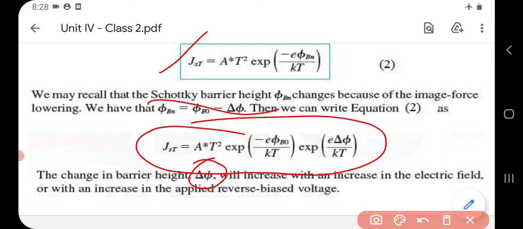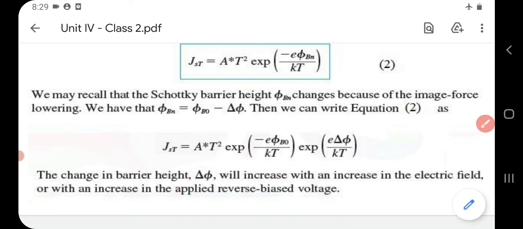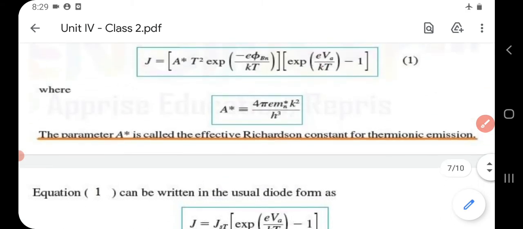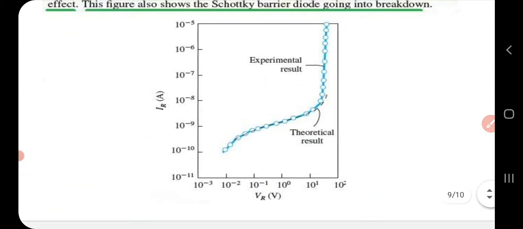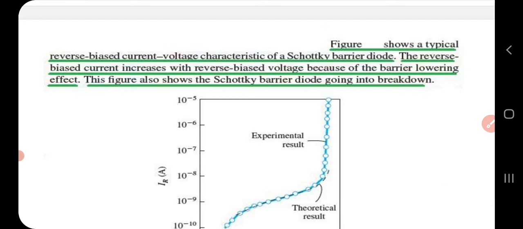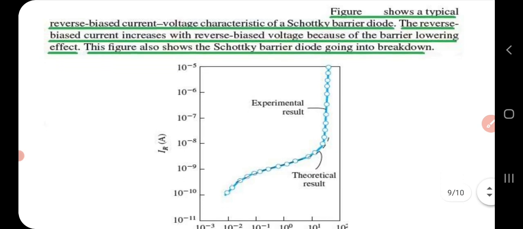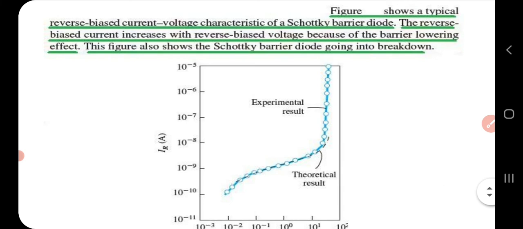So there are many possibilities of asking this question. Let's show that the change in barrier height increases with increase in electric field. So that means you have to derive up to this equation, or sometimes they will ask you to derive the expression for this Richardson constant. Then also you can write this essay. Now this figure shows the reverse bias current voltage characteristics of a Schottky barrier diode. From here you can see that reverse bias current increases with the reverse bias voltage. Why? Because the barrier lowers.